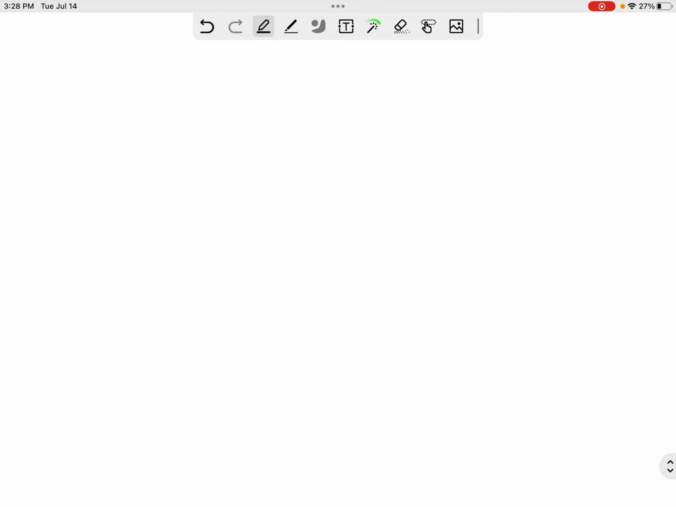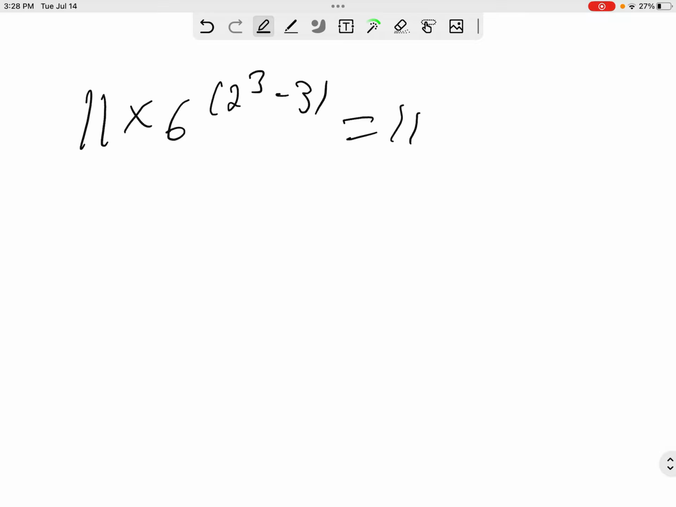Next one. It's a pretty hard one, but I think you guys can do it. 11 times 6, 2 to the power of 3, minus 3. Okay, so this one will be 11 times 6 to the power of 1, because... oh no, wait, this is 2 to the power of 2. What am I thinking? This was 2 to the power of 2.